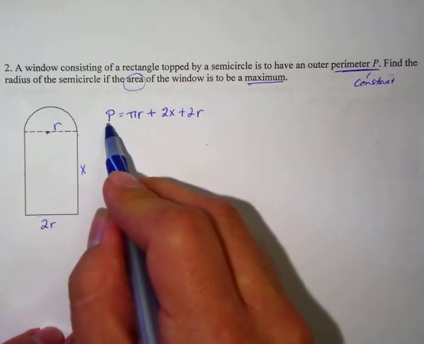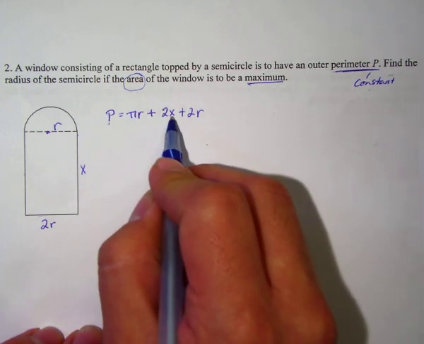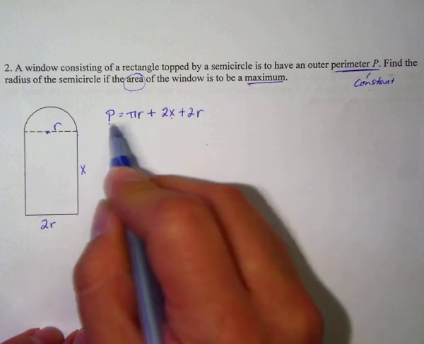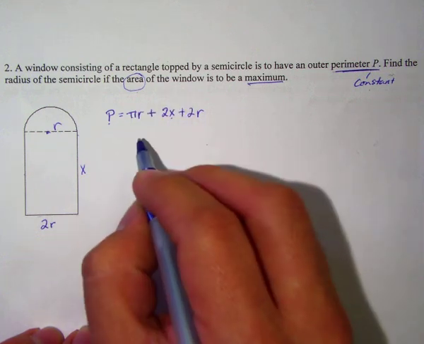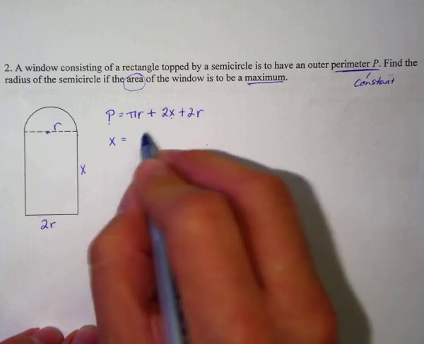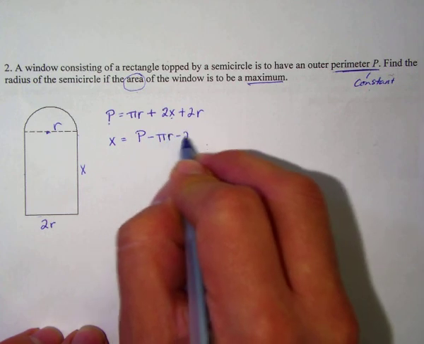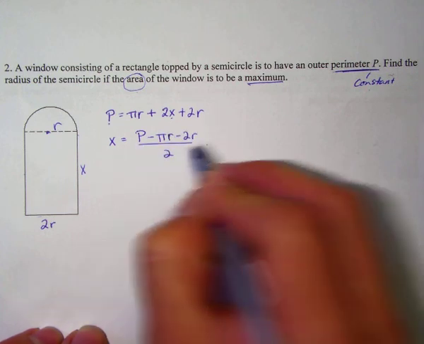Since I'm going to consider p to be a constant, I'm going to go and just solve for x since we want things in terms of r. So if I solve that, I'm going to have x is equal to p minus pi r minus 2r divided by 2.